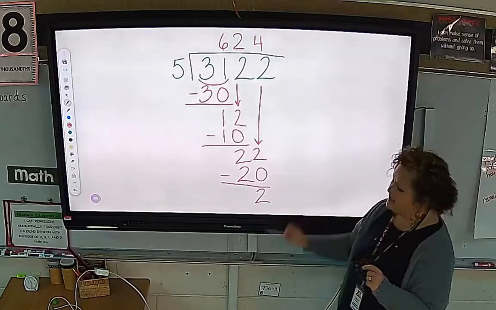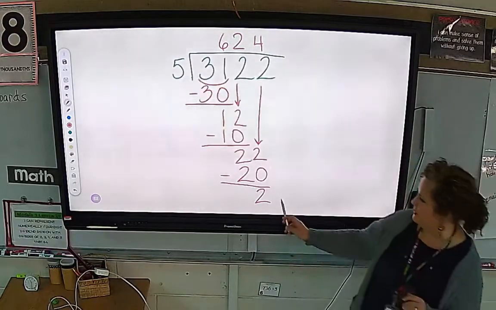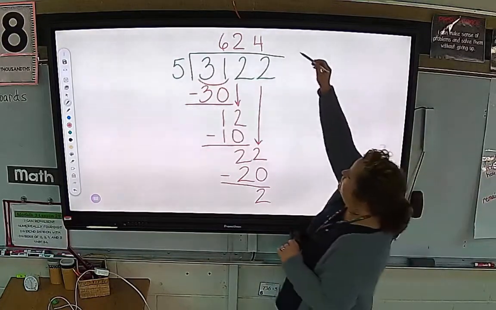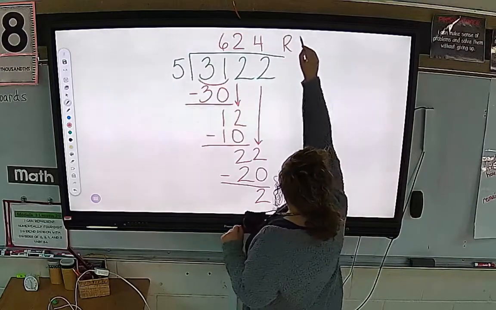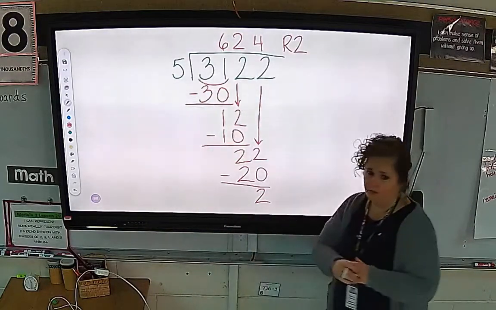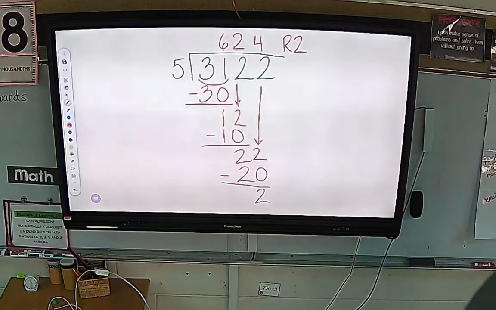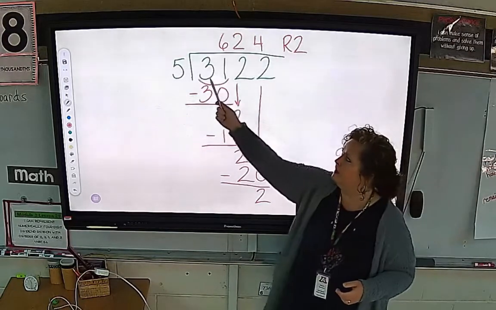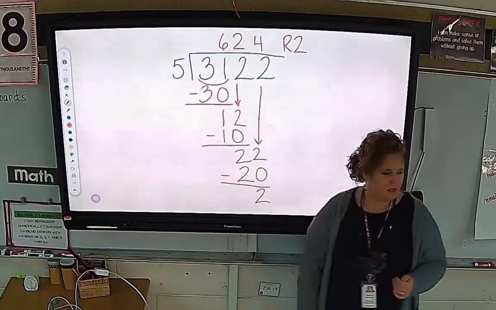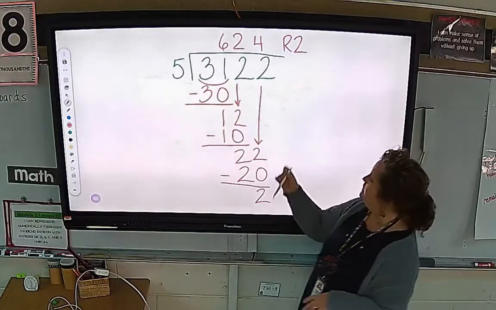Okay. What does that 2 become? Martin, what does that 2 become? That 2 becomes a remainder. Okay. Now, was that quotient quite as long? No, because when we wound up grouping that together, it made it just a little bit shorter.